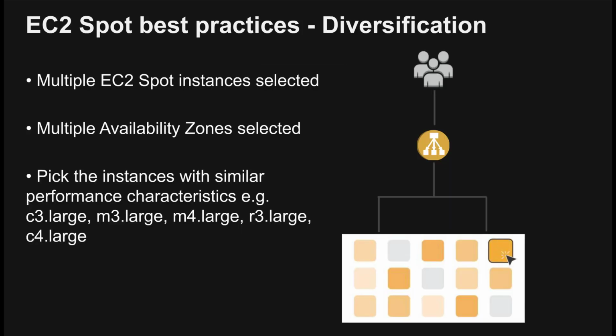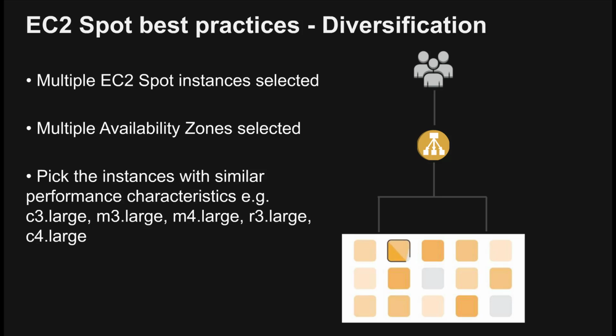So what does this look like, maybe from a 3-tiered web app kind of environment, right? You have maybe a load balancer, and behind that load balancer you have picked similar instances with similar performance characteristics, maybe a C3 large, an M3 large, M4 large, R3 large, C4 large, right? These are all going to give you more or less similar performance characteristics when it comes to serving your data behind a load balancer.